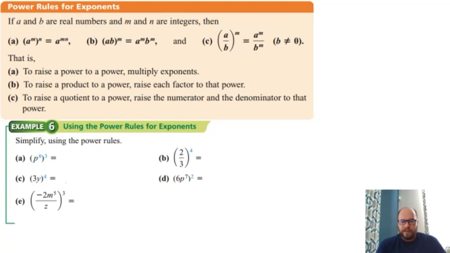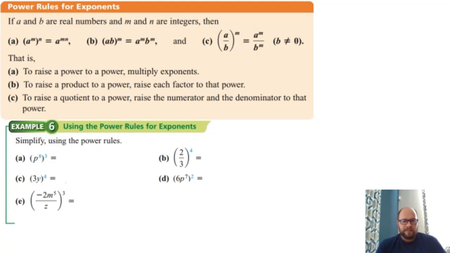Same thing with a quotient. If we have any two values in a fraction like that, they're being divided, well then an m that's outside of parentheses, the whole thing is being raised to the m power. So that m goes to both the numerator and the denominator. So the a is to the m power and the b is to the m power. And then notice they keep making comments like this, as long as b is not 0. Because remember, you can't have 0 in the denominator.